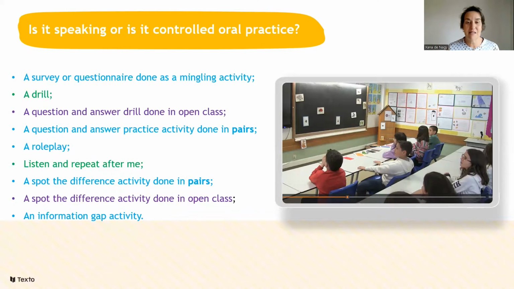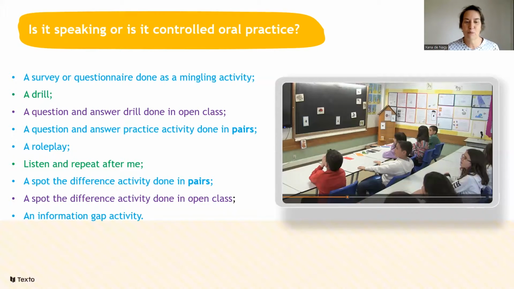The green one is controlled practice. So it's where I say, "This is a pen," or "What's this?" "It's a pen," and the children repeat. And a drill can be similar to that, or it could be a substitution drill where they change it: it's a pen, it's an elephant, it's a rubber, it's a book. There are different things, but it's very much focused on getting the language right, focusing on the form of the language and the pronunciation of the language.